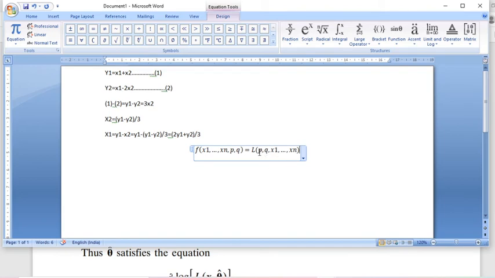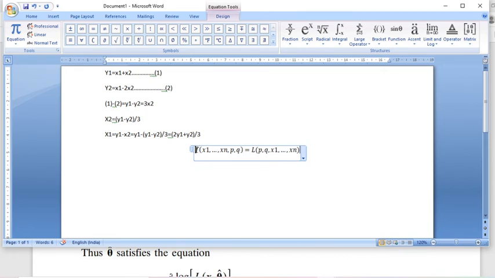In some books you can see the parameter comes first in the likelihood function, and then the variable values. So x1, x2, ..., xn are given. At the same time it is the same as the joint density function. The form will be the same.